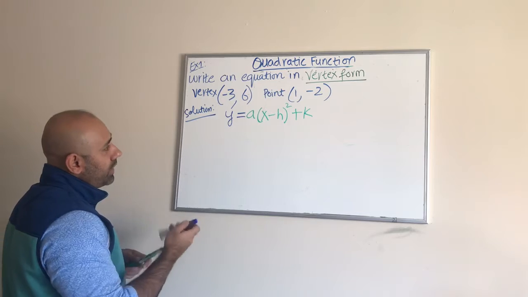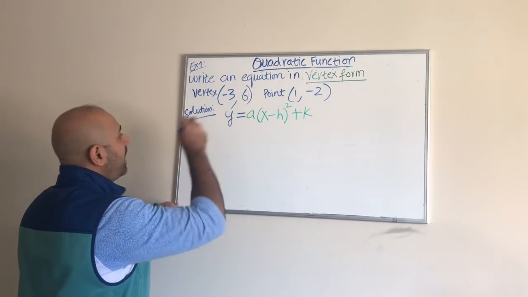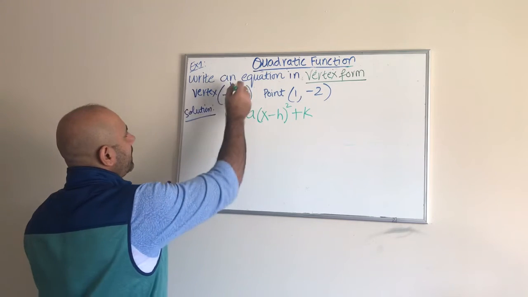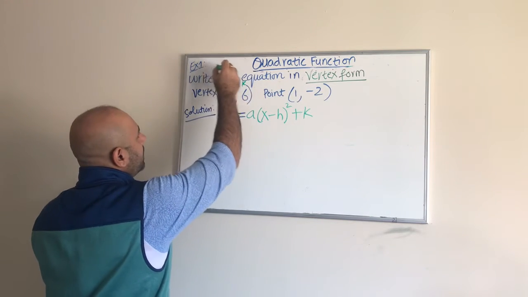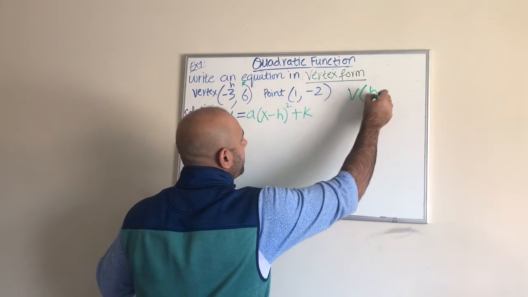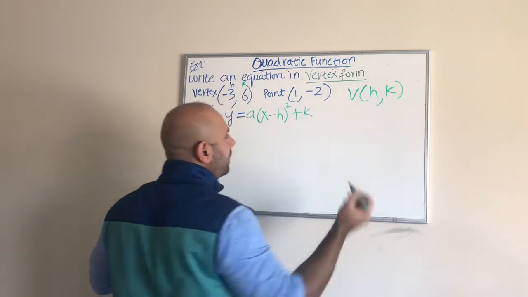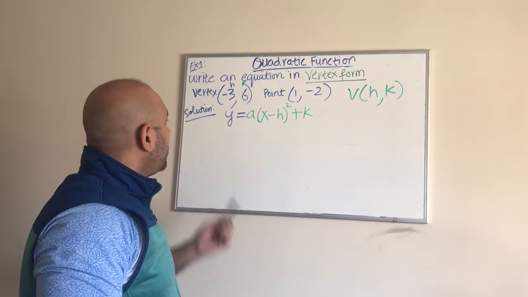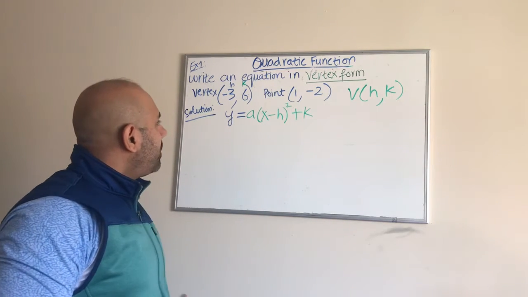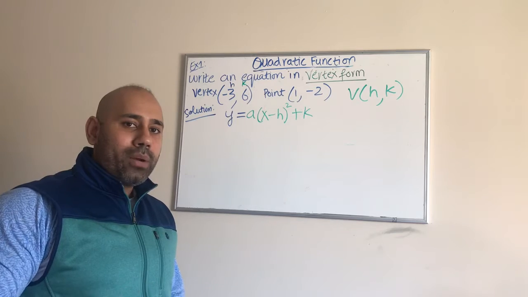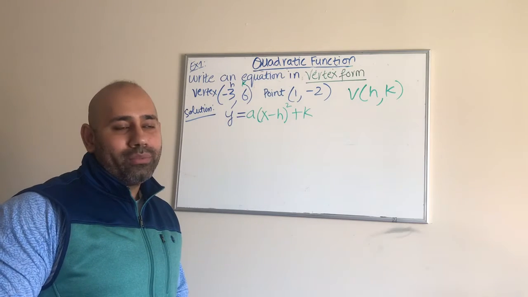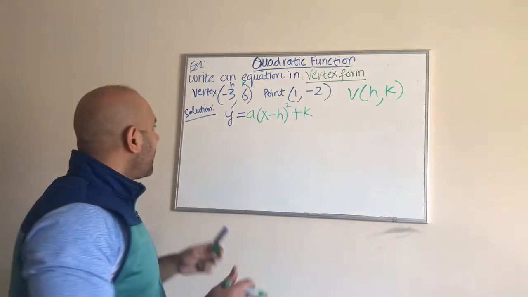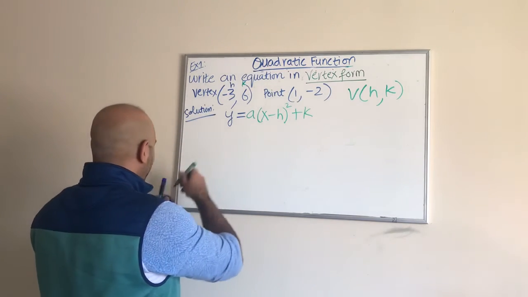But the things that I already know are the h and k. So my h is -3 and my k is 6. Those are the coordinates of the vertex. h is the x coordinate and k is the corresponding y coordinate. Guys, just by looking at this point, we don't even know whether it opens up or opens down. Based on what we get for a, we can tell whether it opens up or opens down. Okay, so let's start substituting the values.